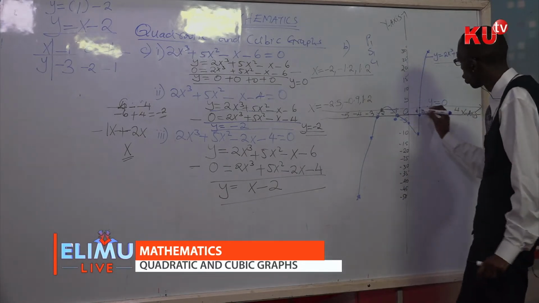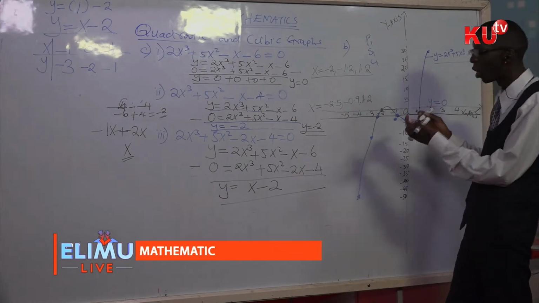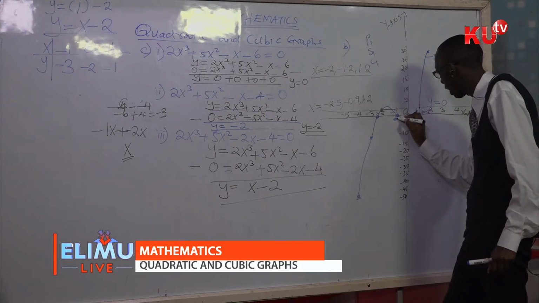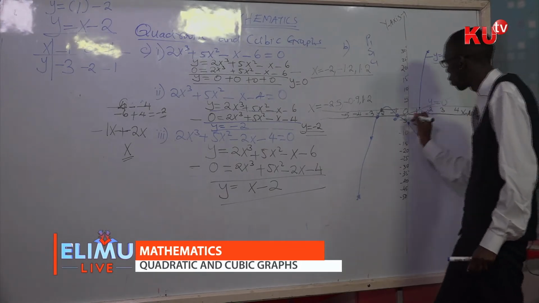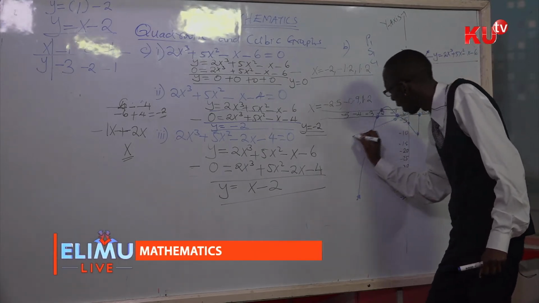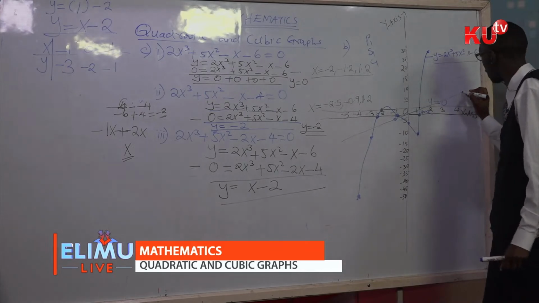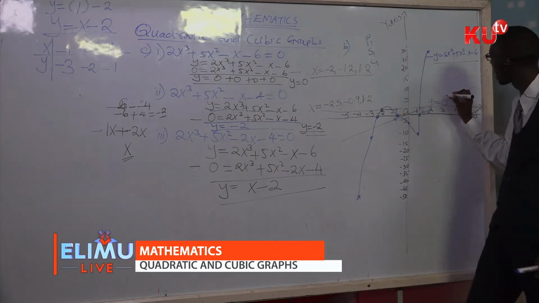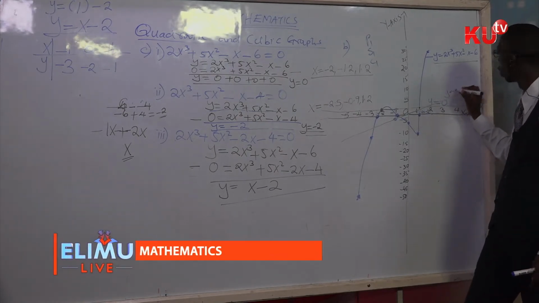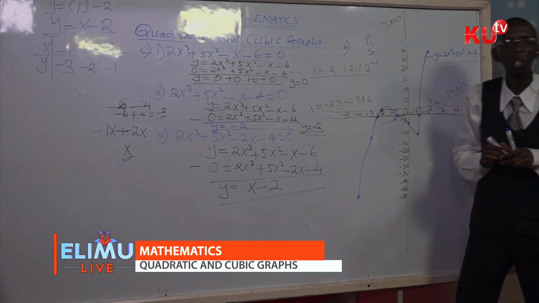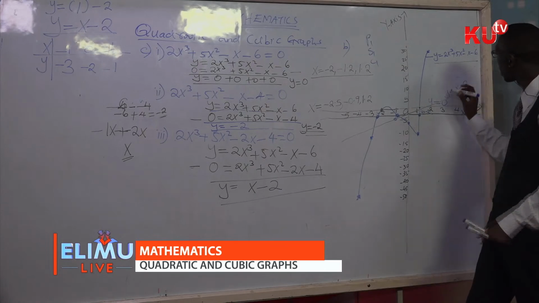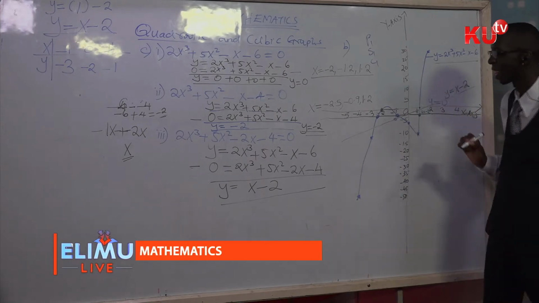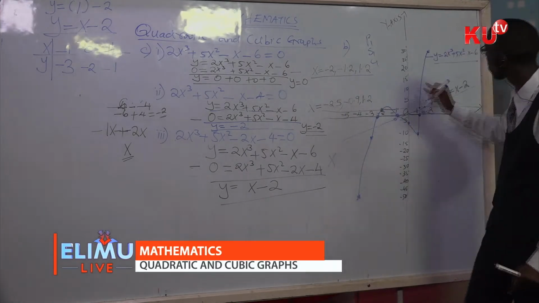You plot the points that you have gotten, and it will give you a straight line. Use your ruler to join the 3 points. Don't draw like me. Make sure that you use your ruler back at home and in school where you are watching from. This line that you have drawn, make sure you label the line as y equals x minus 2.